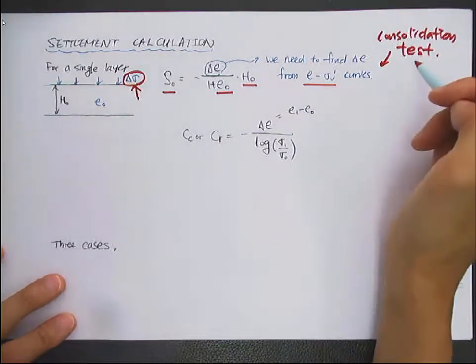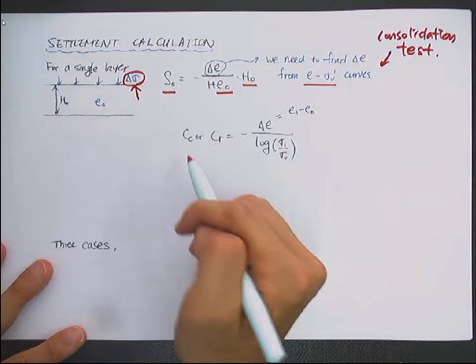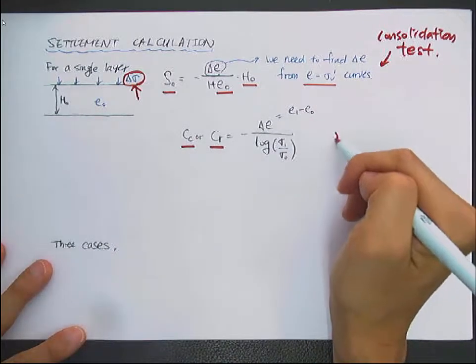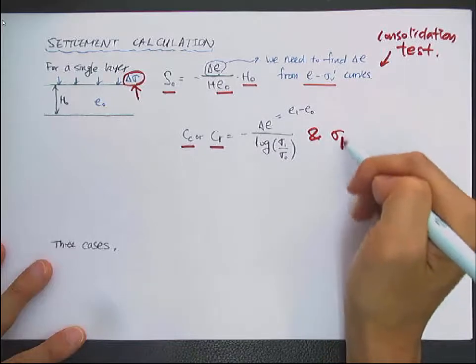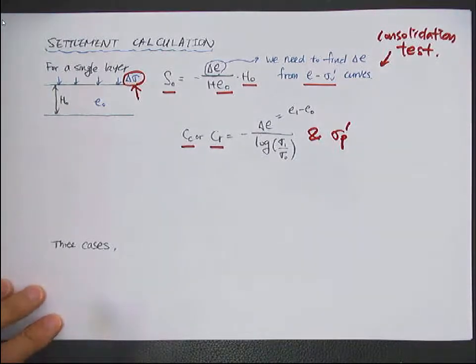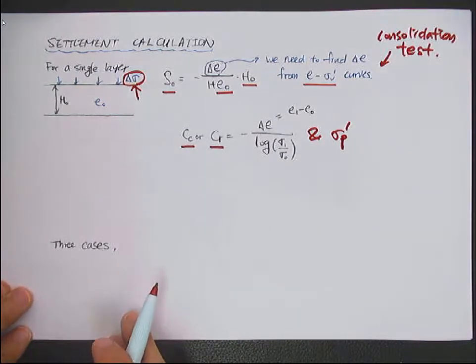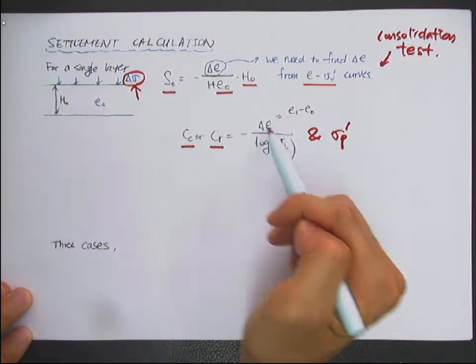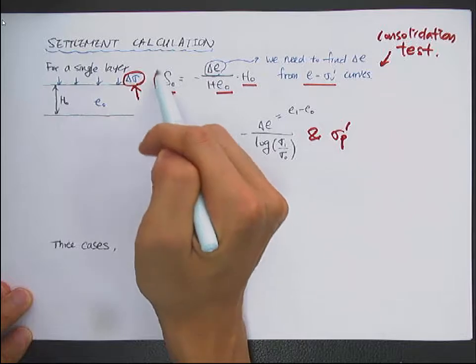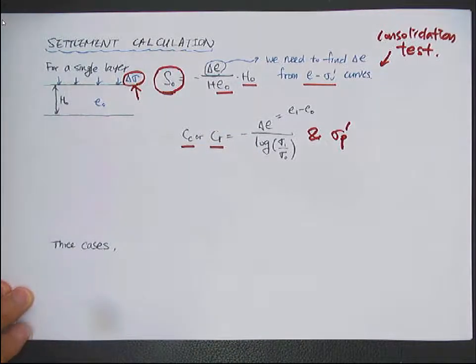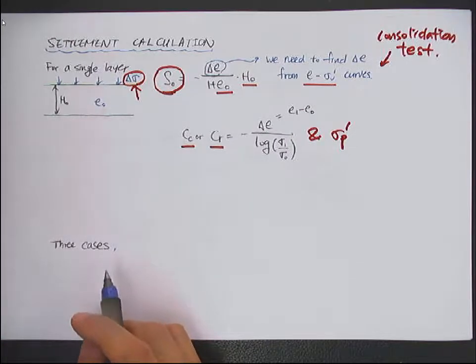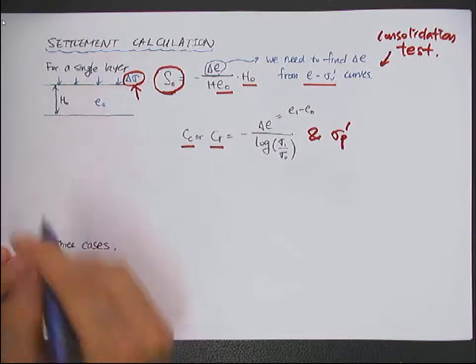And from the consolidation test, ultimately we want to find the compression index, the recompression index, and also the sigma p prime. Then we can calculate the delta e, the void ratio change, and from that we can calculate the consolidation settlement. So let's go back to the compression curve.